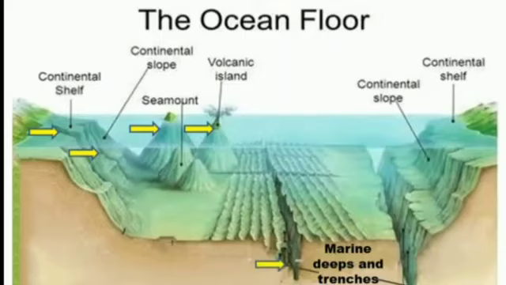Now, students, we have completed chapter number 4, and that is Structure of Ocean Floor. In that, we have learned about the various parts of the ocean floor. We have learned about the relief of ocean floor, then what are marine deposits, then what is the continental shelf, continental slope, abyssal plain, mountain ranges and plateaus.